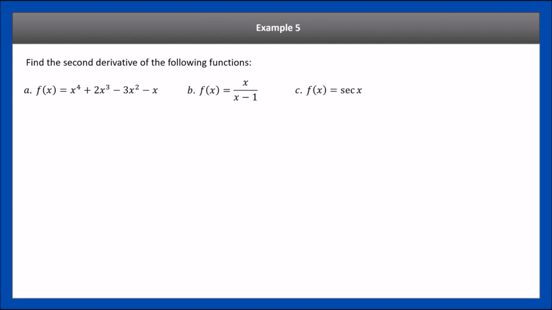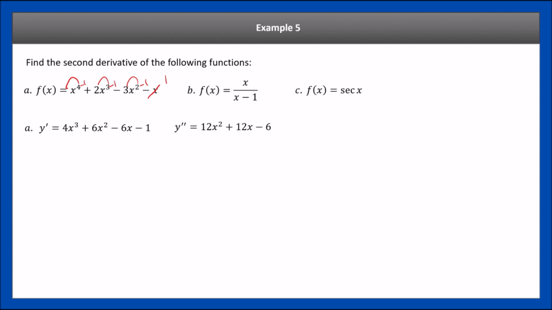All right, so here we go. Let's look at finding the second derivative of the following functions. So we got three functions here. The derivative of the first function is, well, we use the power rule. Bring the power down, and don't forget to subtract 1 from the power. So we have 4x to the third power, 6x, we get 2 times 3, which is 6, so 6x to the second, and then 3 times 2 is 6, so 6x to the first. The derivative of x is just 1.